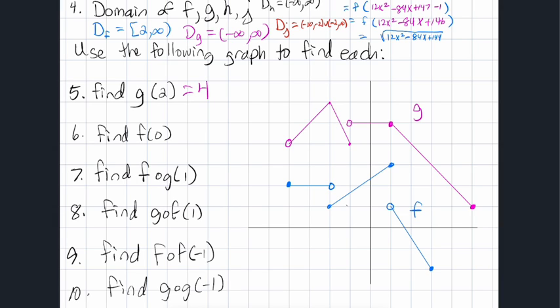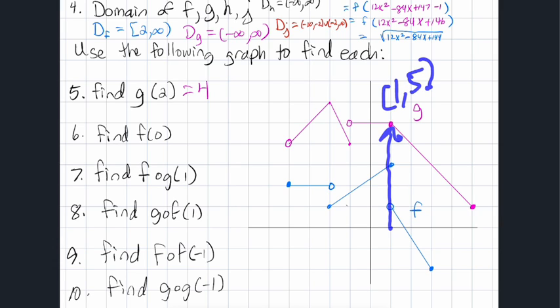Now, for 7, remember, like any functional composition, I suggest working yourself from the inside out, okay? So we're going to find G of 1. We're going to get an answer. That answer is what we look for in F. Okay, so what is G of 1? Well, if we go to an x value of 1, and if we go up onto the G function, that is the point (1, 5).